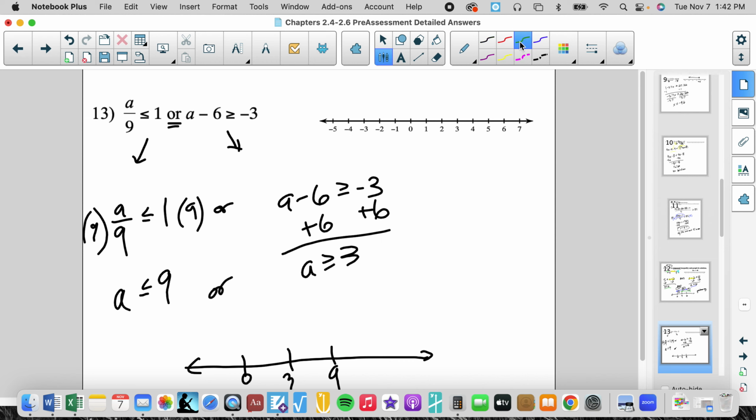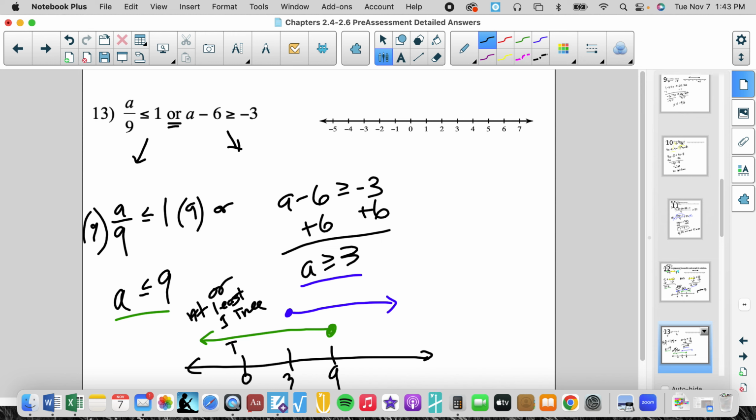Let's do this one in green. a is less than or equal to 9. That's a closed circle. And then a is greater than or equal to 3. That looks like that. So "or" is at least one true. So what do we have? We have 1 here. We have 2 trues here, 2 trues here. We have 2 trues here, and then we have 1 here. So my answer is going to be all real numbers because every number works.